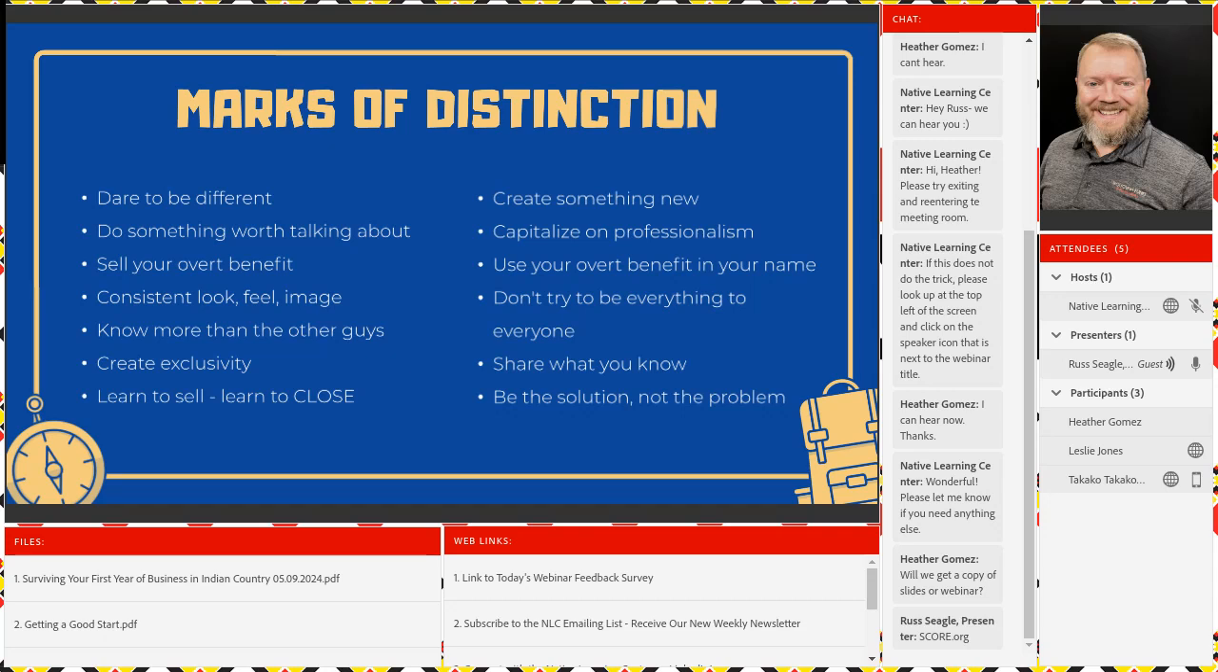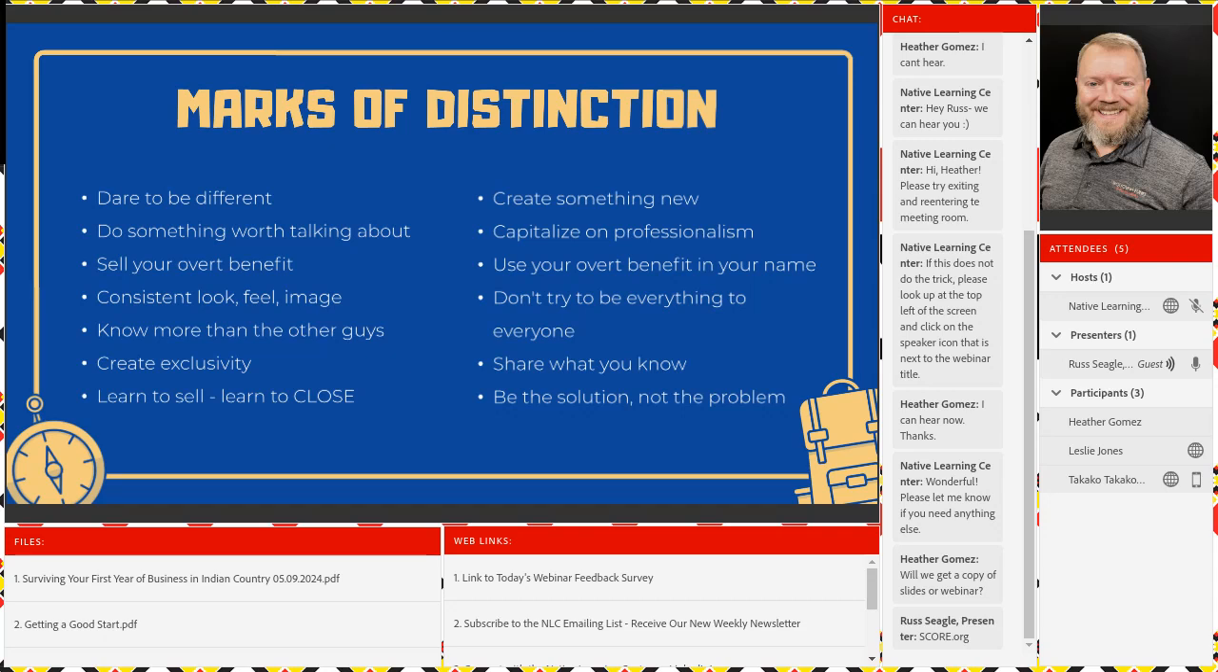We want to use a consistent look, a feel, an image, something that builds consistency. When you see golden arches, when you see the Nike swoosh, you know exactly what you're looking at. There's no doubt. It's a consistency. You want to know more than your competitors. You want to be information central. When people ask you a question, you want to know more about your customers, their needs, the products that you offer, your competitors' products.